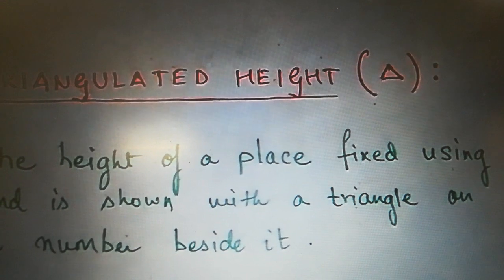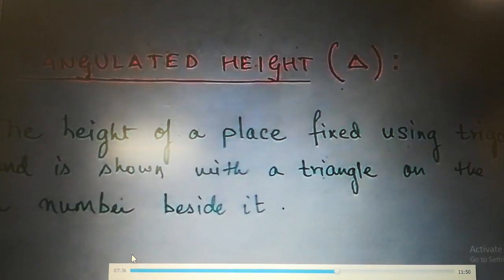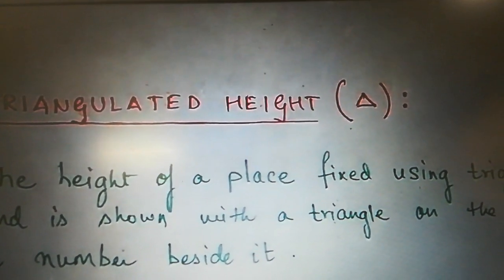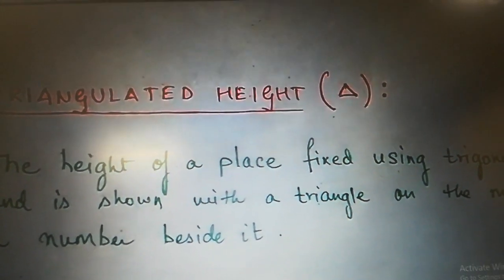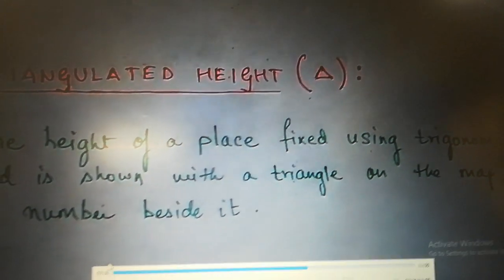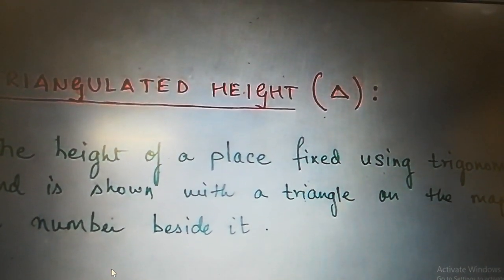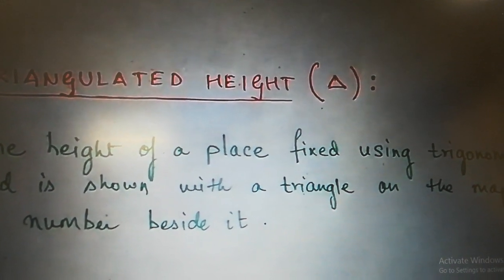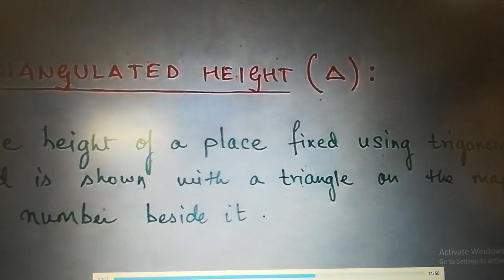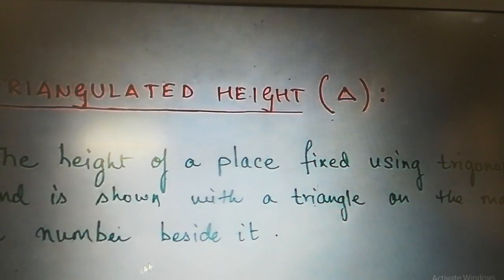Now we can move here. The triangulated height, the other conventional sign. The triangulated height of a place is fixed using the triangle shape, and it is shown with a triangle on the map with a number beside it. The land is triangular in shape, and beside the small triangle we can see the number. Okay, triangulated height. I think everybody understood the triangulated height.